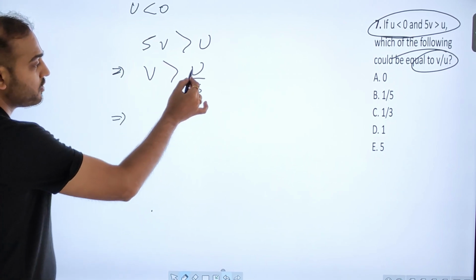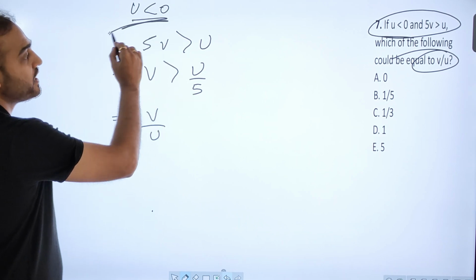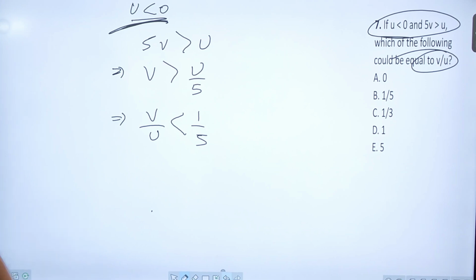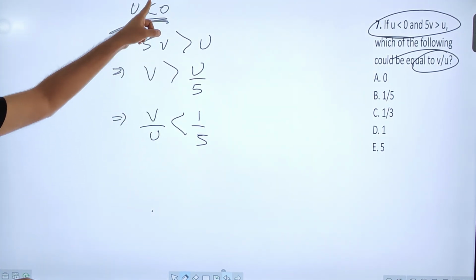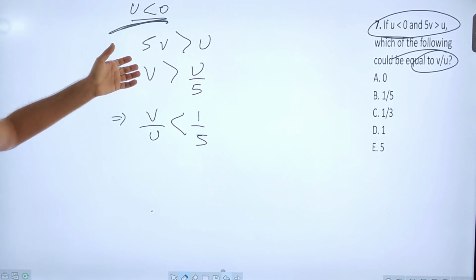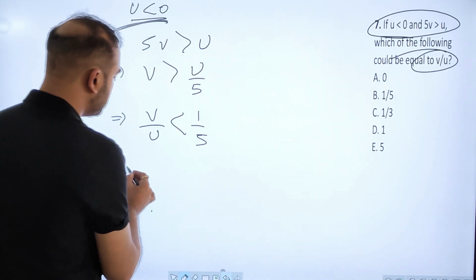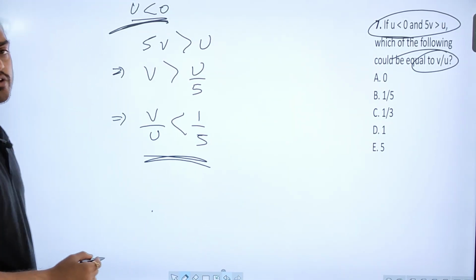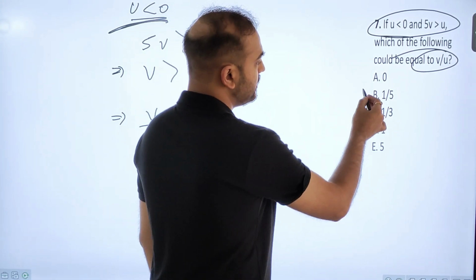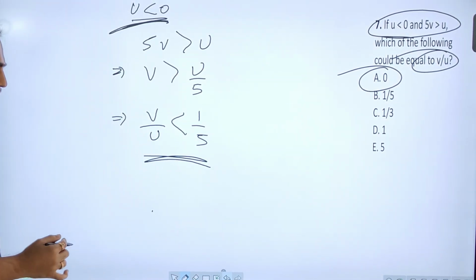Now when I cross multiply the U, because U is negative, the inequality sign will change. I can cross multiply U because I know U is negative. I cannot cross multiply V because I don't know what V is, but I know U is negative. So when I cross multiply U, sign changes. I know V by U is less than 1 by 5. So if you look at the options, less than 1 by 5, this is the only one.